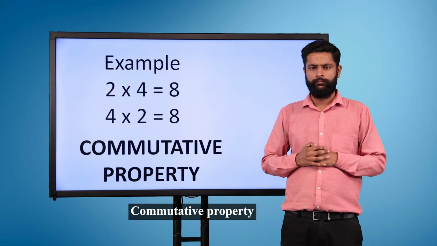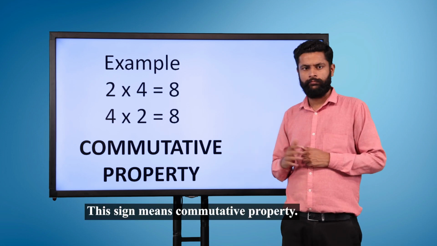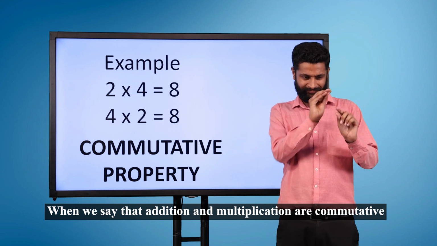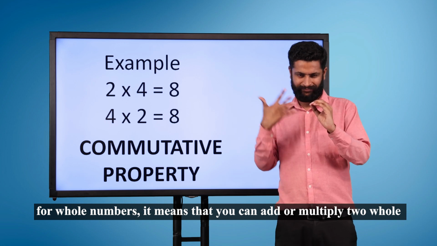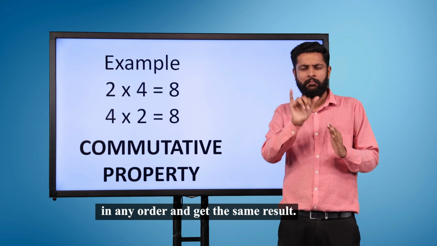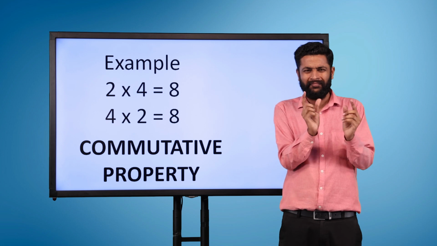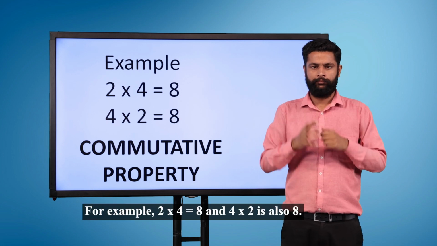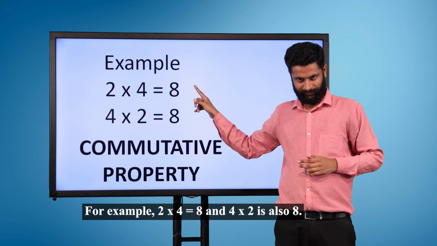Commutative property. This sign means commutative property. When we say that addition and multiplication are commutative for whole numbers, it means that you can add or multiply two whole numbers in any order and get the same result. For example, 2 into 4 is equal to 8, and 4 into 2 is also 8.